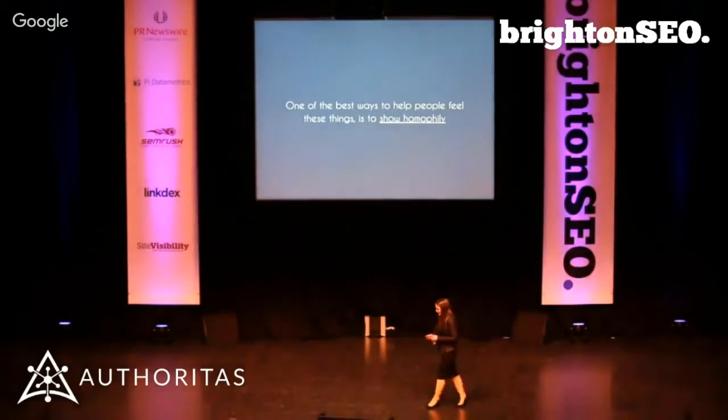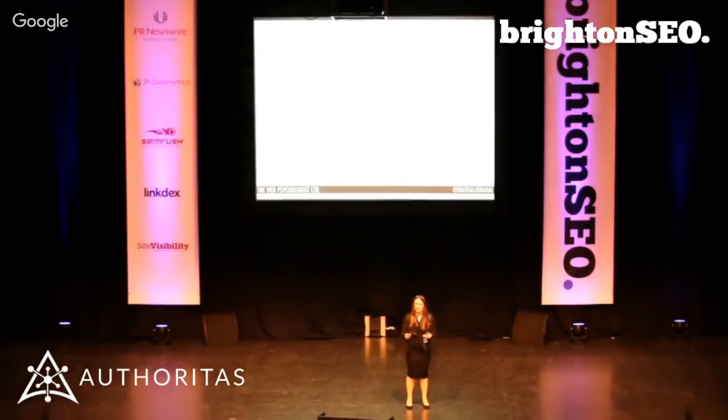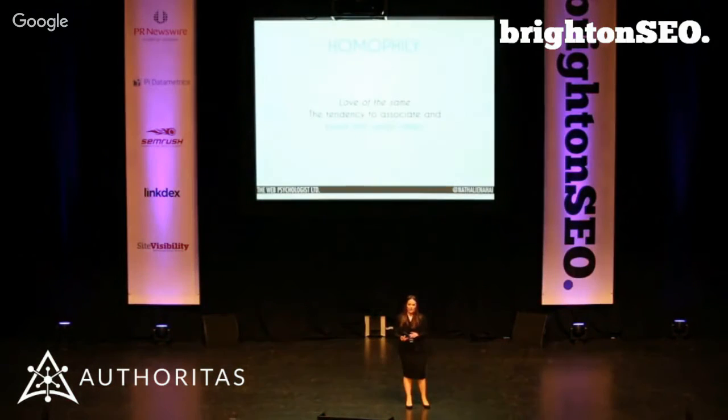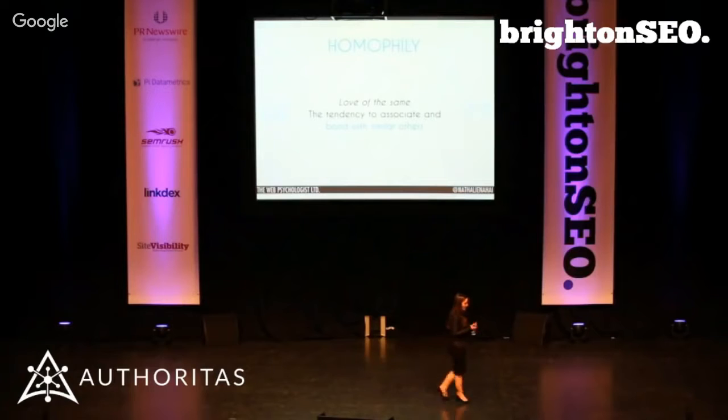One of the best ways to do this is to show homophily. Homophily basically is the love of the same, the tendency that we have to associate with people who are similar to ourselves. If you came out on the first night by yourself, I've noticed I do this also, you will probably have gone towards people that look a little bit like you, or sound a little bit like you, or maybe are a bit more extroverted like you, because we feel more comfortable in the presence of other people who are similar.